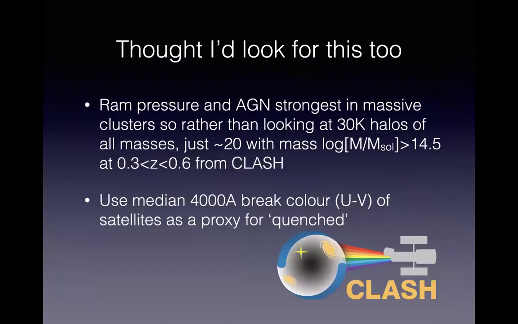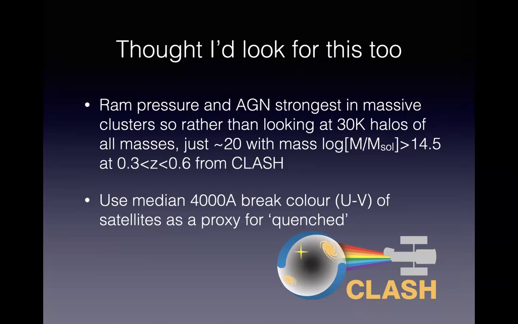Wrong way. So I thought I'd look for this too. Ram pressure and AGN are the strongest in massive clusters. So rather than looking at 30,000 halos of all masses, I just looked at basically 20 clusters of 10^14.5 solar masses or more. And instead of being at redshift 0, this is at redshift 0.3 to 0.6 from the CLASH survey. And to decide whether a galaxy is quenched or not, I just use the median rest frame U minus V color.